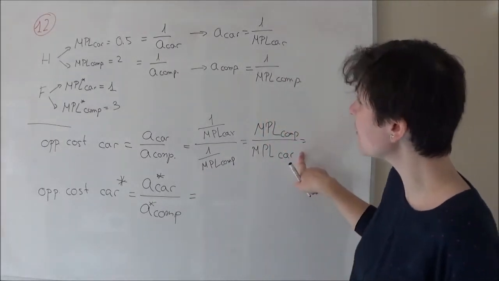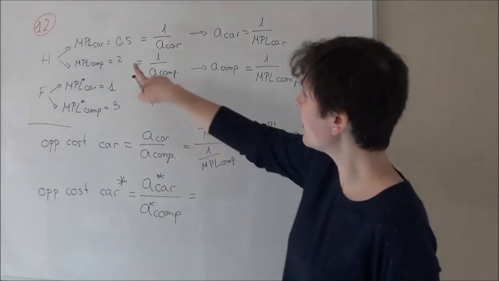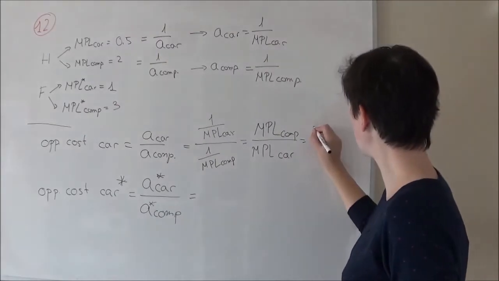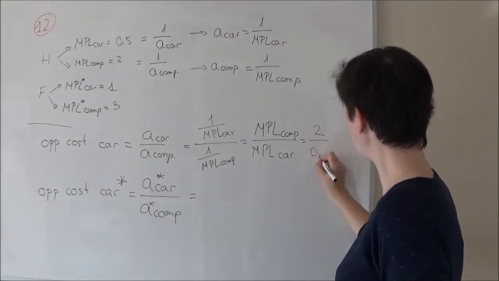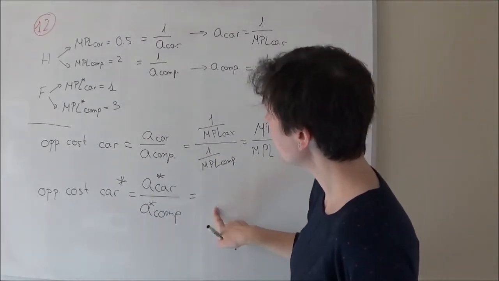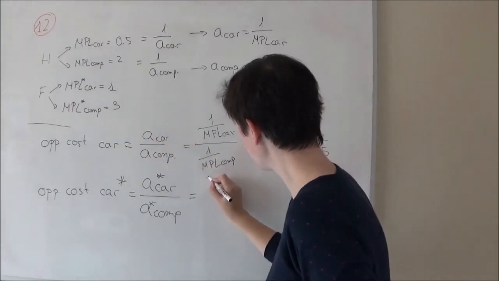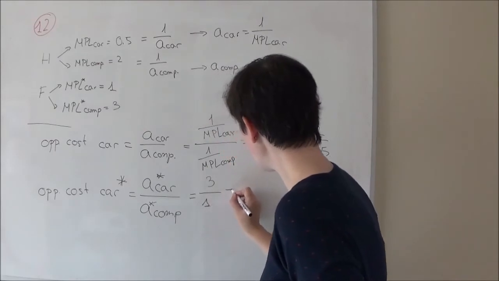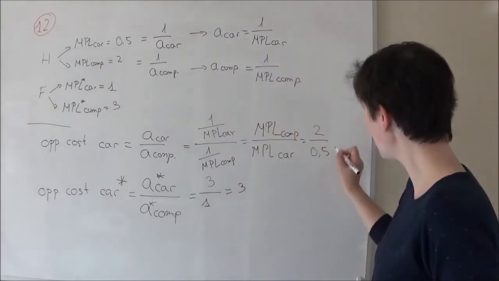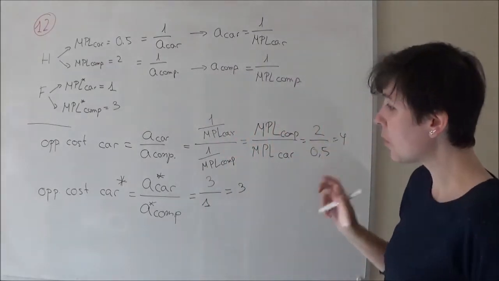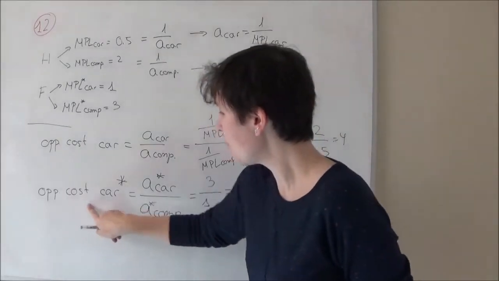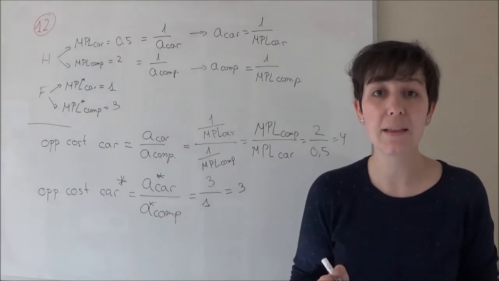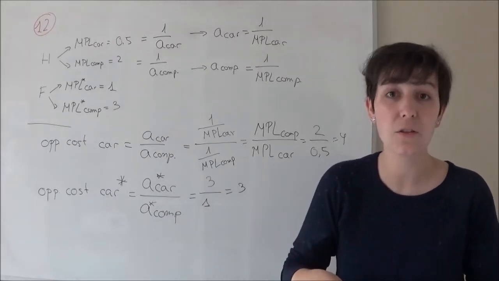In fact, we have these values, so it's going to be really easy. Computer here is 2 over 0.5, and here it is going to be 3 over 1. So this is equal to 3, while this is equal to 4. So the lower opportunity cost in producing car is in the foreign economy, so that is the economy that is going to specialize in the production of cars.